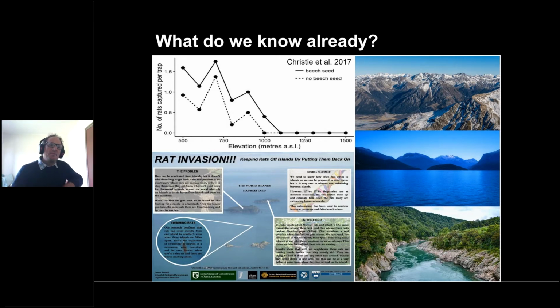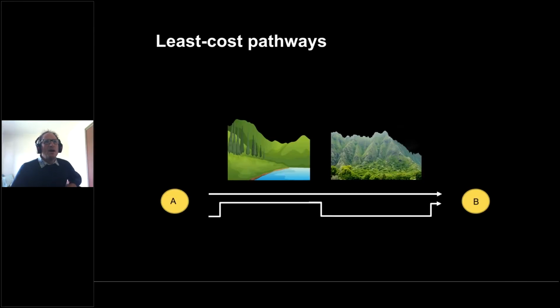And similarly, work by James Russell and others has shown that rats can swim between islands, but that ship rats are somewhat reluctant swimmers. And islands separated by more than 100 metres can have genetically distinct populations on them, suggesting that that sea barrier between those islands acts as an impediment to movement. So the hypothesis on which this talk is based is that rats don't travel in straight lines, but wiggle themselves around features of the landscape that they find difficult to traverse.